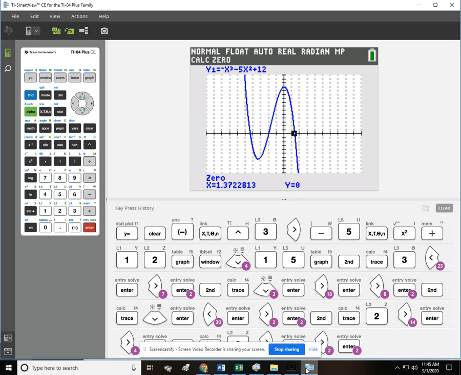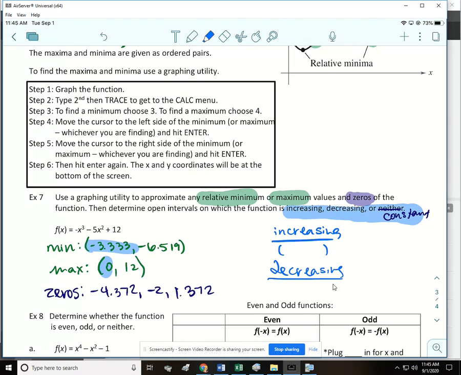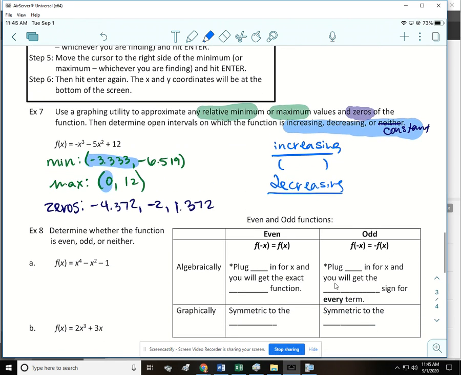Oh, sorry. I was on the wrong page. All right, let me say that again. So we're finding where the function's increasing, decreasing, or constant. And like we said at the beginning, the function changes over from increasing to decreasing at the maximum and changes from decreasing to increasing at the minimum. So we're going to need the x values from our maximum and our minimum to get these intervals.